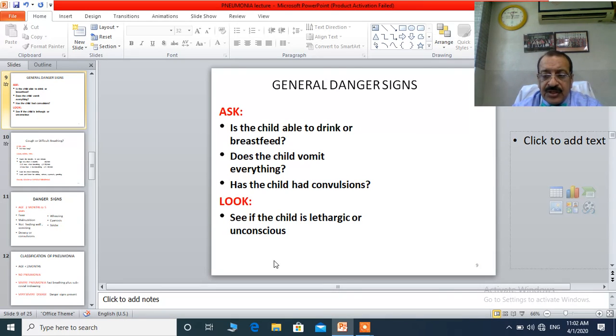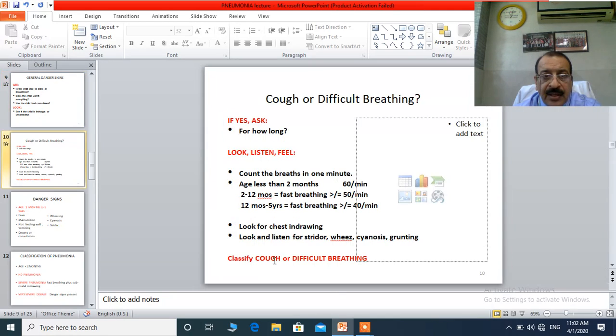Now, whenever a child comes to you with cough, we have to ask certain important questions: is the child able to drink or breastfeed? Does the child vomit everything, or has the child had convulsions? And then we have to look for certain things, particularly the conscious level of the child, the activity of the child.